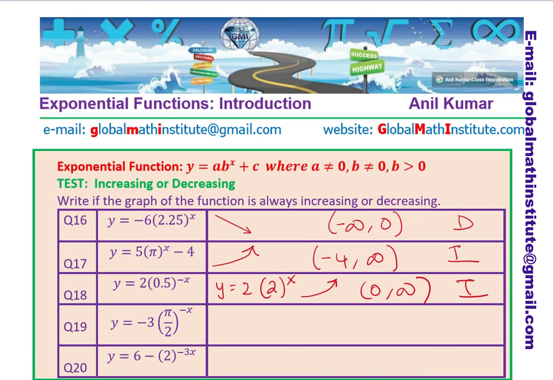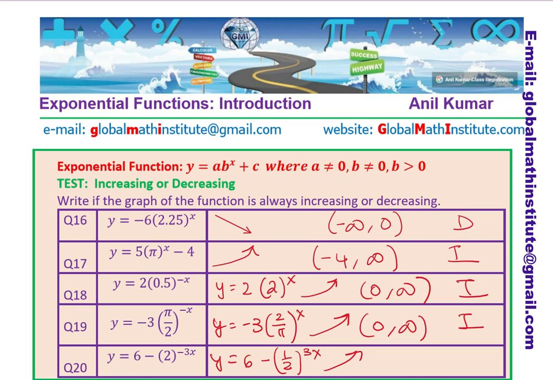Next one here is minus. So you could write this as y equals minus 3, 2 by pi. Now 2 by pi is less than 1 with x as the exponent, but the negative makes it increasing. So this is also increasing from 0 to infinity. The last one for you, 6 minus 2 to the power of minus 3x. So you could write this as y equals 6 minus half, right, to the power of 3x. You get the idea. So decreasing reflected means increasing, and increasing from 6, and therefore it will be from 6 to infinity, increasing. Does it make sense to you?